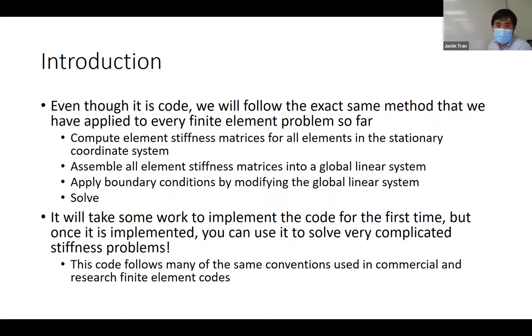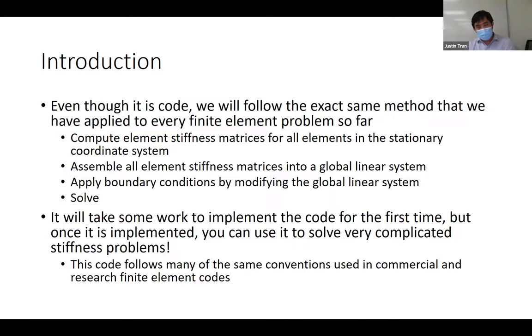Okay. So even though it looks like quite a lot of code to write, what you'll see is that it's going to follow the exact same logic that we've followed so far. And by logic, I mean the finite element solving process. We're going to be computing the element stiffness matrices, performing assembly, applying boundary conditions, and then solving the system after that.